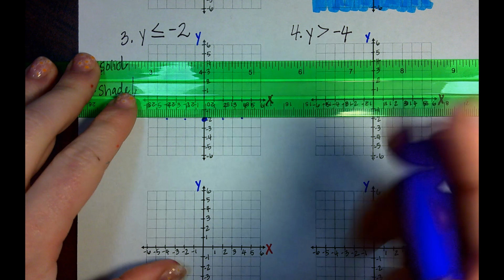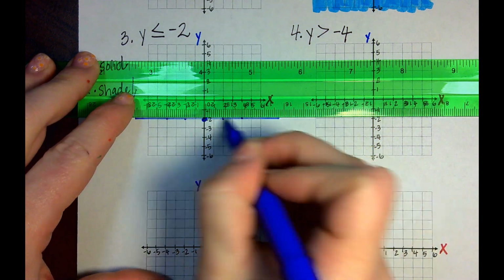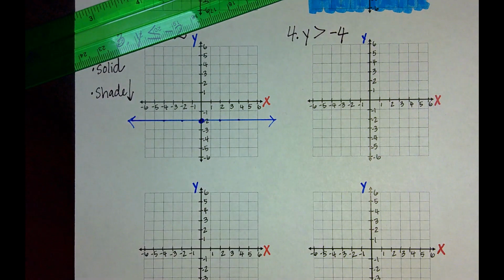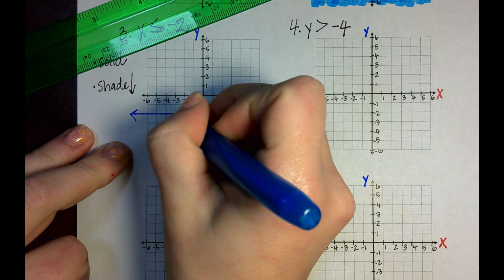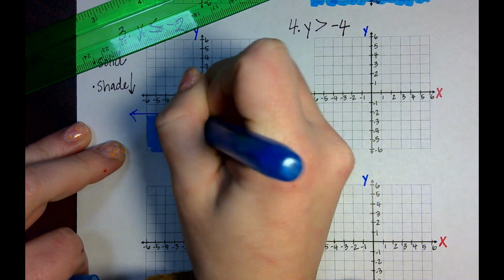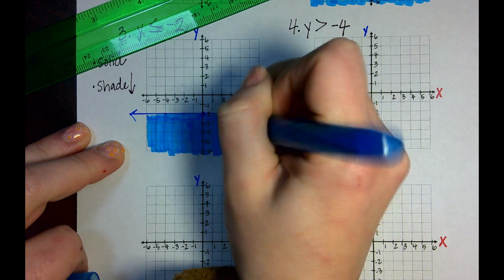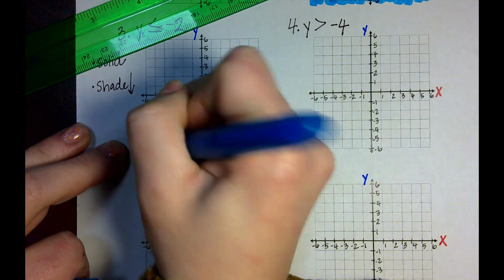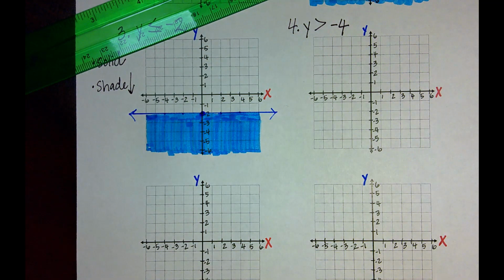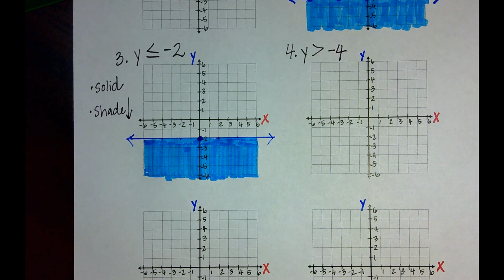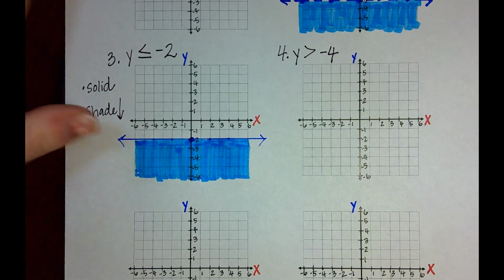So let's trace our line. And we decided we'd be shading down, so we'll shade below the line. There we go. All right. Good deal. Everybody got that one? Cool. Let's look at number 4.